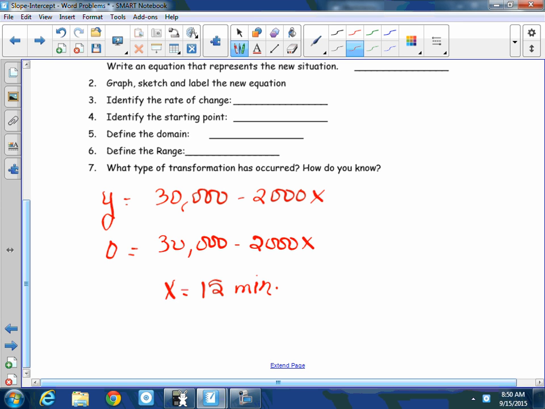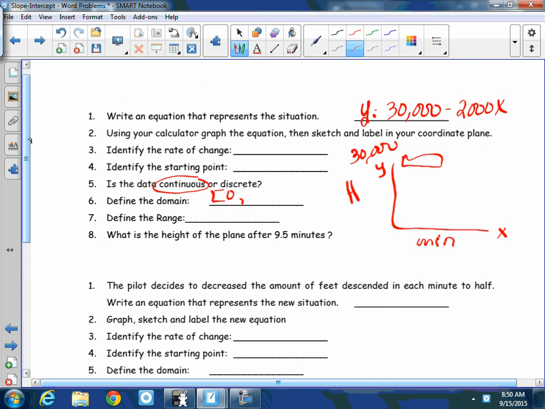We got 15. So what is my domain? From 0 to 15, because at minute 16, what has happened to that plane? It crashed. It went underground and it crashed. Very good. So it's not to infinity, it's only all the way to 15. What about the range? The range is the height, 30,000 to 0. If you go below 0, what else happens to the plane? It crashes.